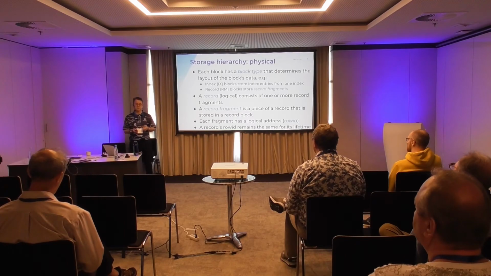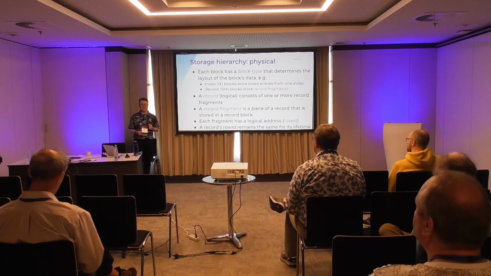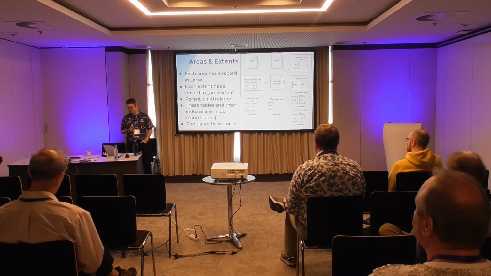And every record is made up of one or more fragments. If it's one fragment, we call it unfragmented. If there are two or more, we call it fragmented. Every record fragment has a logical address that we call a row ID, and that row ID for the record, specifically for the first fragment of a record, remains constant for the lifetime of that record.